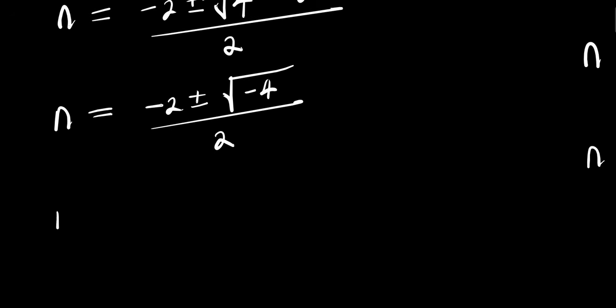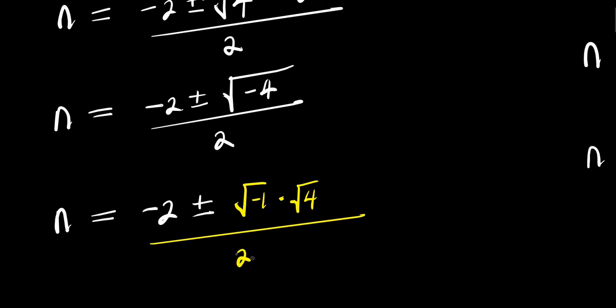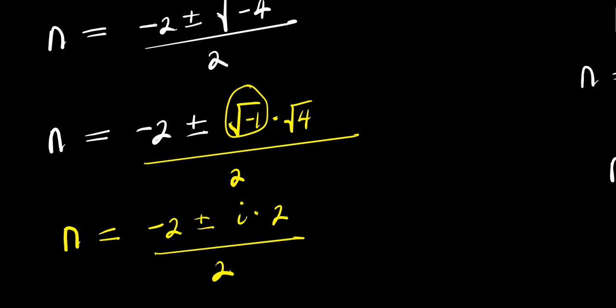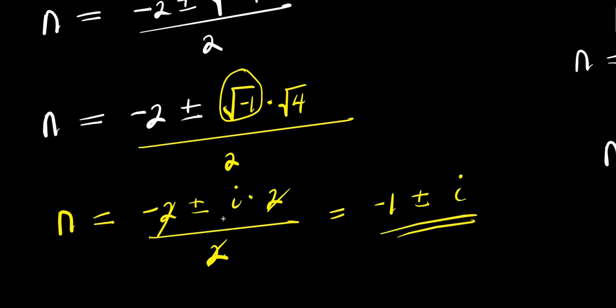And from here, we have n equals negative 2 plus or minus. So we have this, there is negative here, square root of negative 1 times square root of 4, divided by 2. And from here, we have n equals negative 2 plus or minus, square root of negative 1 is i, times square root of 4, that is 2, divided by 2. 2 eliminates 2, and this equals negative 1 plus or minus i. So we have 4 different complex solutions.